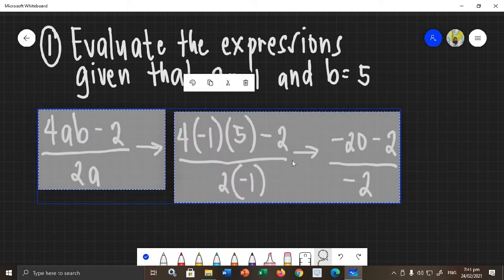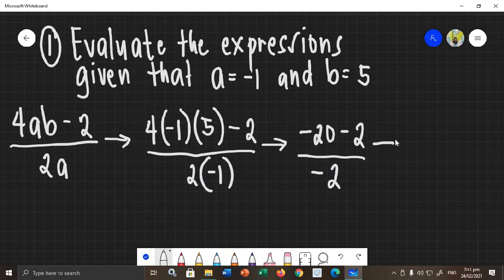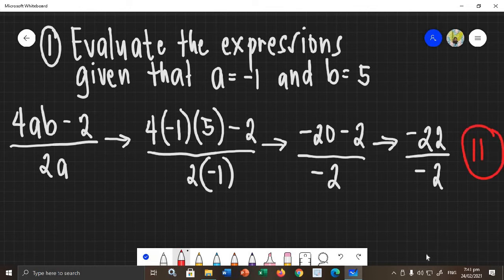And then what will happen is, solve natin yung numerator. So here, negative 20 minus 2, that is equal to negative 22 all over negative 2. And if the given is in fraction form, it is an indication na you need to divide the numerator by the denominator. So in this case po is negative 22, divide mo siya sa negative 2, the answer will be positive 11. Okay, negative 22 divided by negative 2, the answer is positive 11.